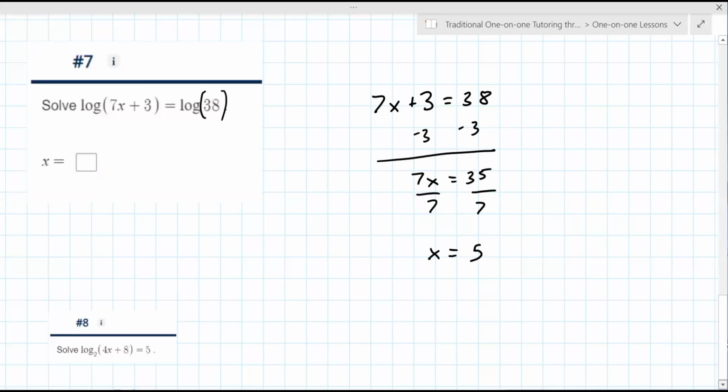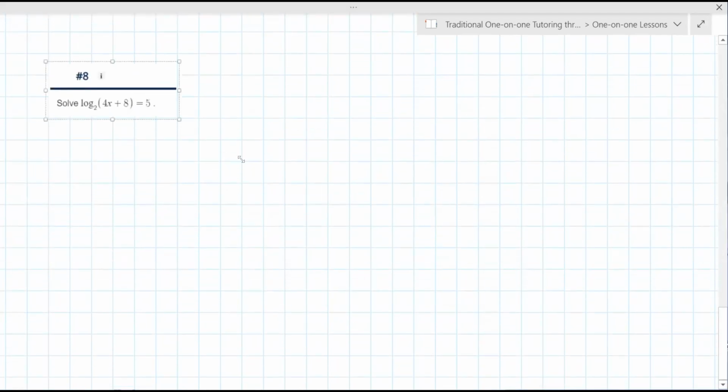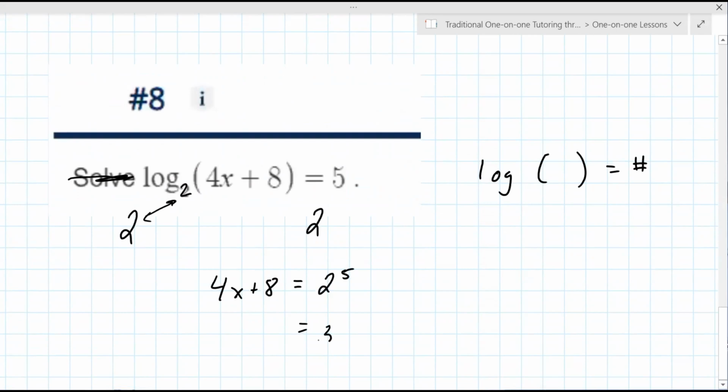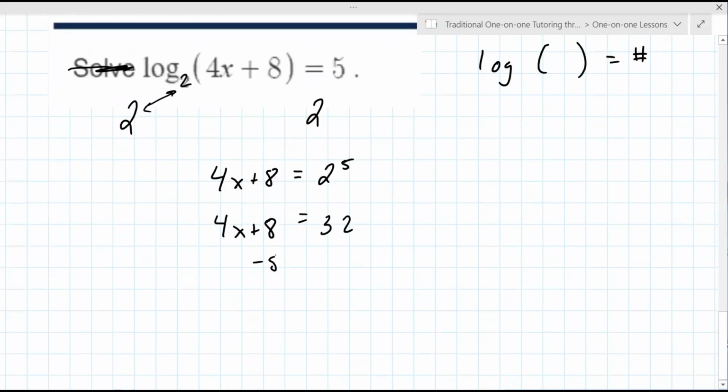Okay, so if you're seeing my screen, notice this is the type: log of something equals a number. So in this case, you need to undo the log base 2. So you would write 2 as a base here and 2 as a base here. Whatever number that is, these have to match. On the left, it's 4x plus 8 equals 2 to the 5th. 2 to the 5th is 32. Okay, and then you subtract 8 from both sides. 4x equals 24. Divide by 4, and x equals 6.